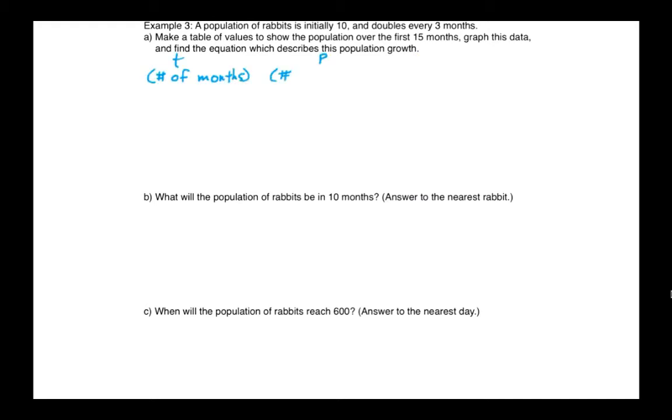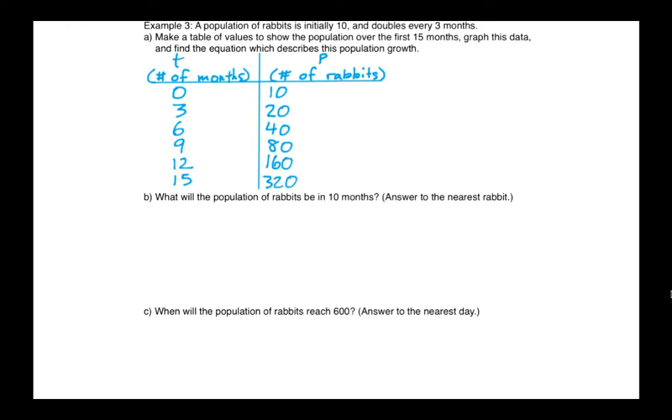Here's the table. I'm going to use T for the time in months and P for the population, which is the number of rabbits. And you notice that I'm going T equals 0, 3, 6, 9, 12, 15. I'm going up by 3s, and the reason for that is because this is when the population is doubling every 3 months. So now I can start with the initial population, which is 10, and I can double that to 20, and double it to 40, and 80, and 160, and 320, and now I've filled my table.